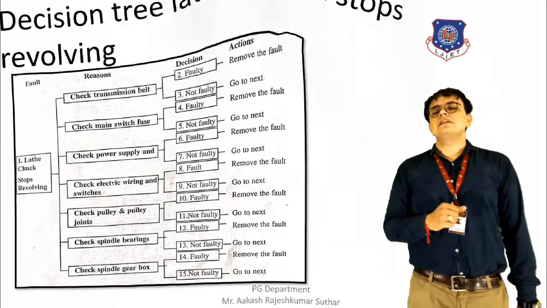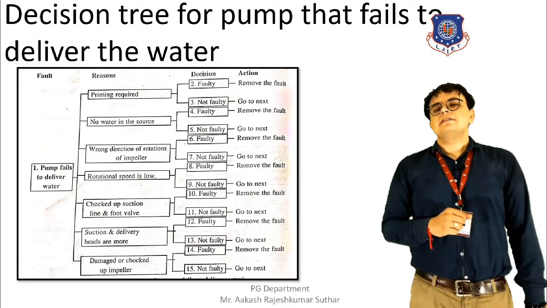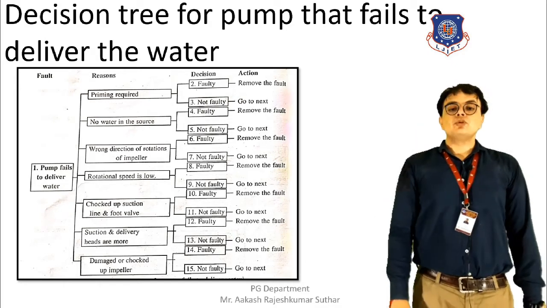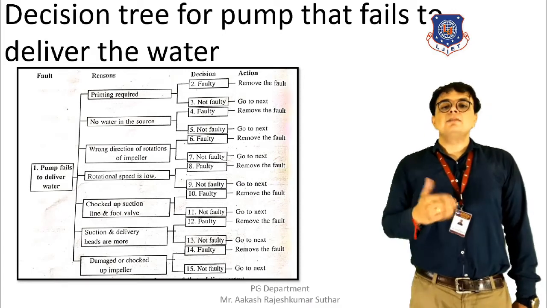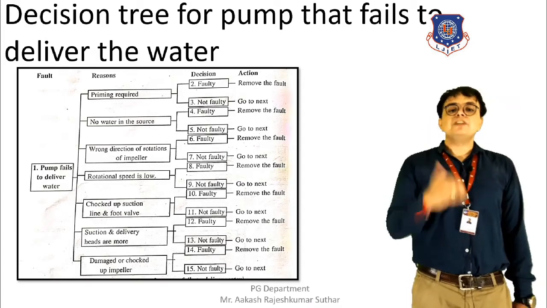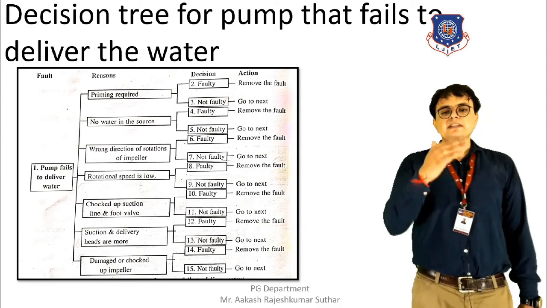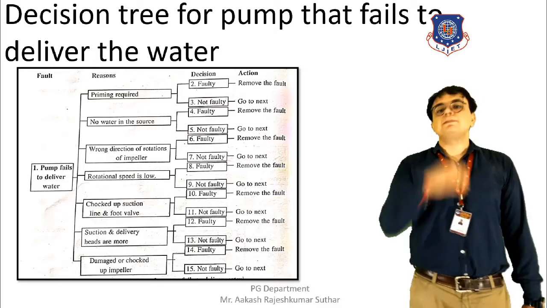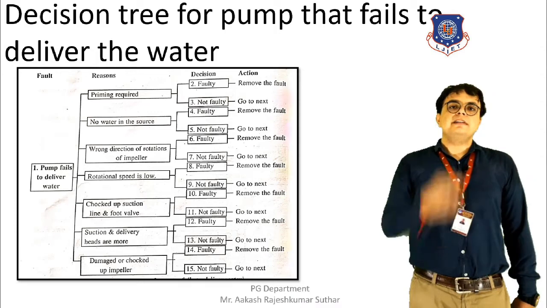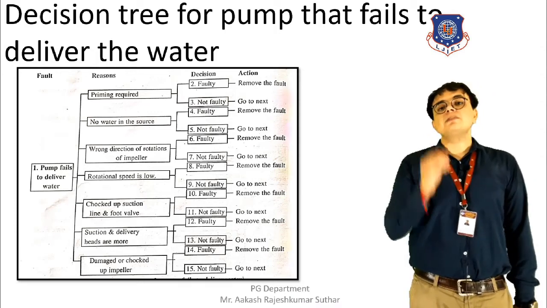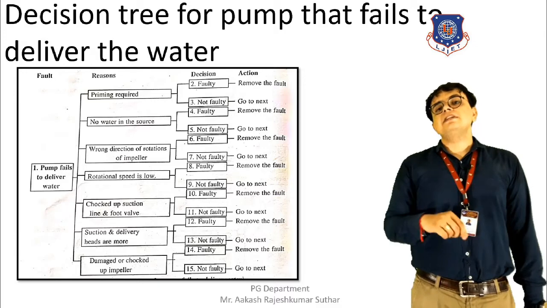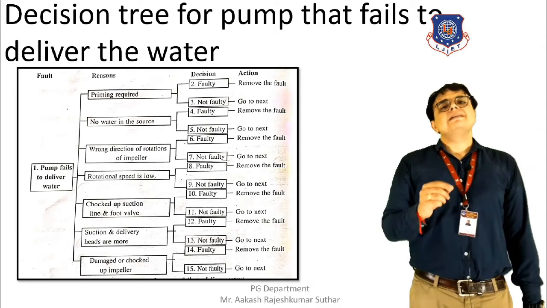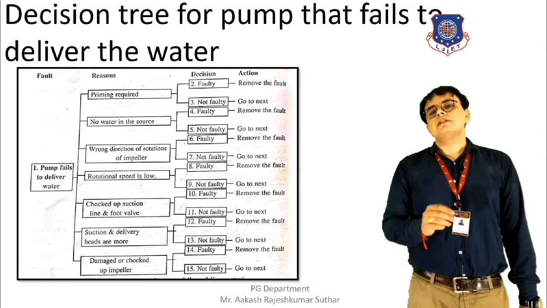Moving towards the next type of decision tree, that is the decision tree for a pump that has failed to deliver the water. So here we have found many reasons because of which the pump is failing to deliver the water. The first is priming required. So if the priming of the machine is being checked, and in that if it is found that priming is responsible for the fault, then in the activity we should write remove the fault.